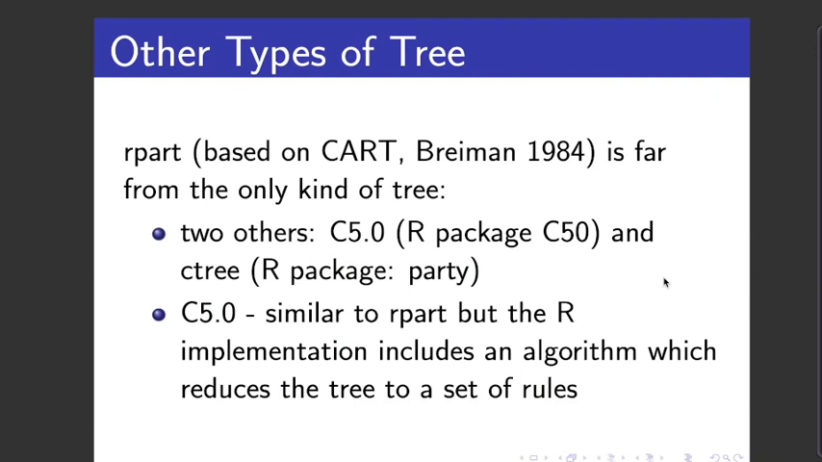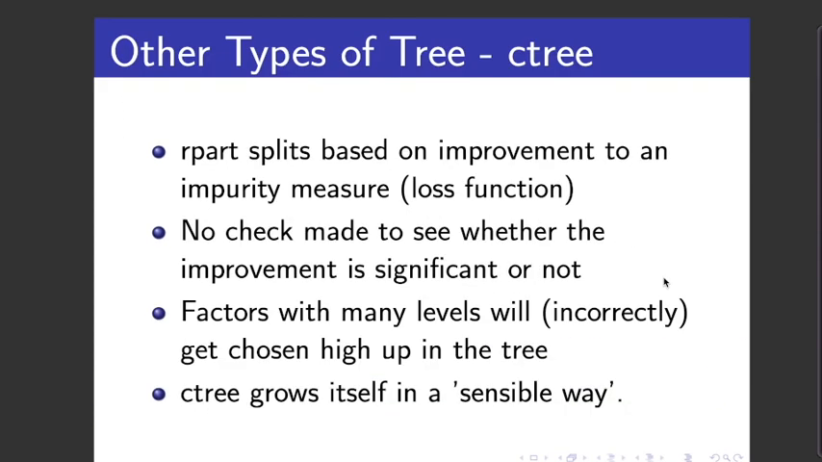There are other kinds of tree and some of them are really nice, and if we had time it would be great to look into them. C5.0 can give you a set of rules at the end which are really useful for marketing campaigns, for example. Ctree, which is a different way of splitting, takes a long time to grow, but it does check that the splits are statistically significant before it makes the splits.